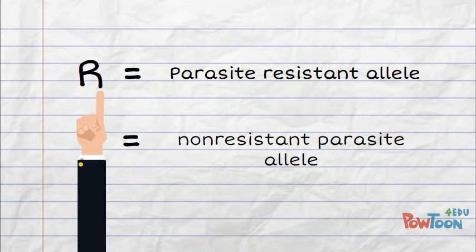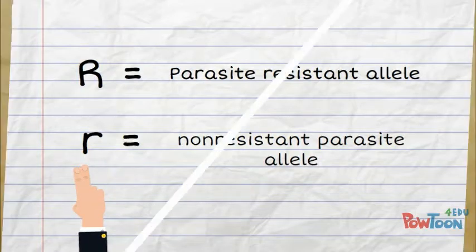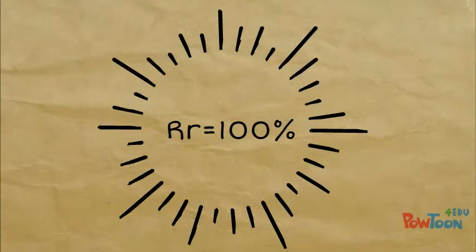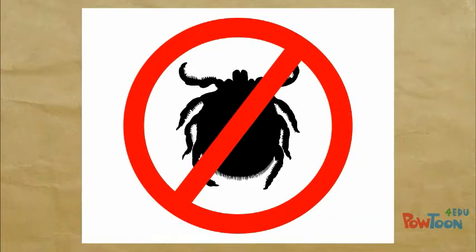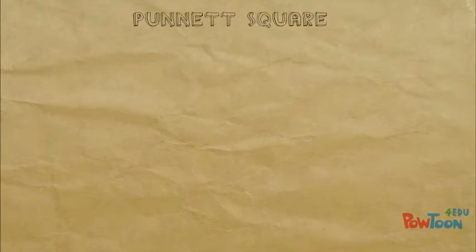Let the capital R represent the parasite-resistant allele, which is dominant, and the small r represent the non-resistant allele, which is recessive. When the alleles are crossed, the genotype is 100% big R little r, meaning the phenotype of the cattle will be parasite-resistant, whilst they still carry the recessive gene. This generation of offspring is called F1.